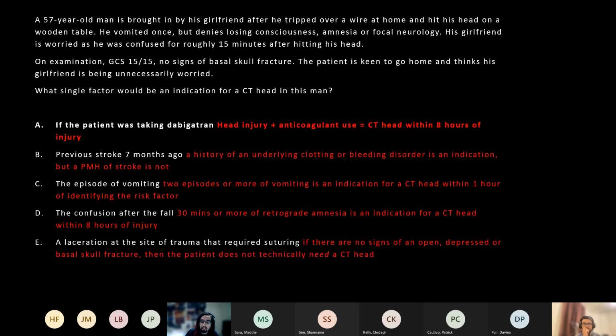That sort of more factors into things like thrombolysis, for example. Maybe when you're thinking, oh, would that be contraindicated? But not for a CT head.